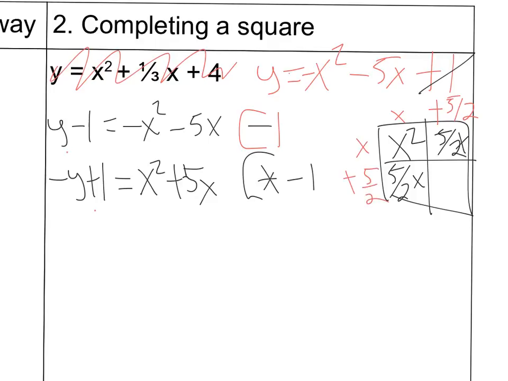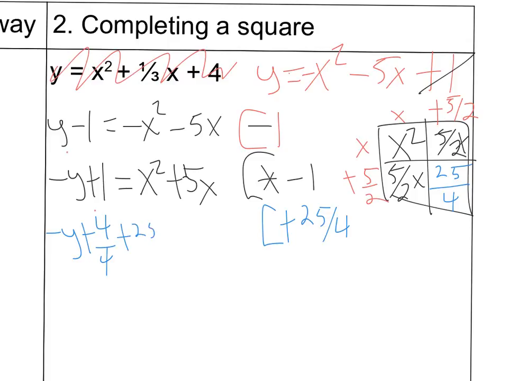And now what I have to do is multiply. Here's where you're going to use your fraction buttons in your calculator. 5 over 2 times 5 over 2, which is just 5 times 5 divided by 2 times 2. So that would be 25 over 4. Okay, 25 over 4. And I'm going to have to add that into both sides. Negative y plus, now I'm going to write 4 over 4. I'm trading in that 1 for 4 over 4 because they're equivalent, plus 25 over 4. It just makes it easier to add my fractions.